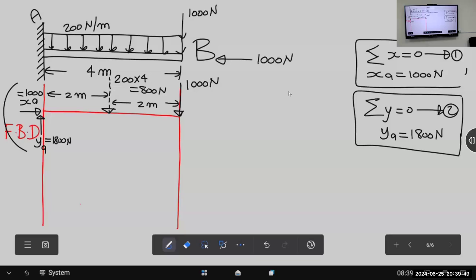But there is a moment. Coming from where? Is this moment a reaction moment or an action moment? This is the reaction moment. As I told you, where is the action? Coming from the two loads. There is moment coming from 1,000 multiplied by the distance. Is this the direction of the moment or not? Okay, 1,000 multiplied by 4, with 800.